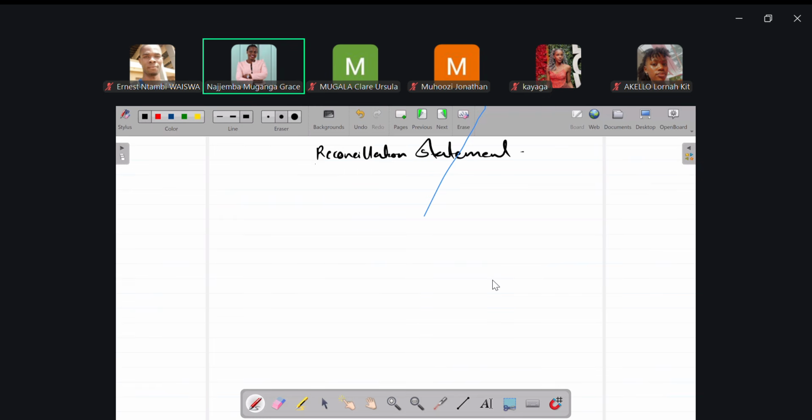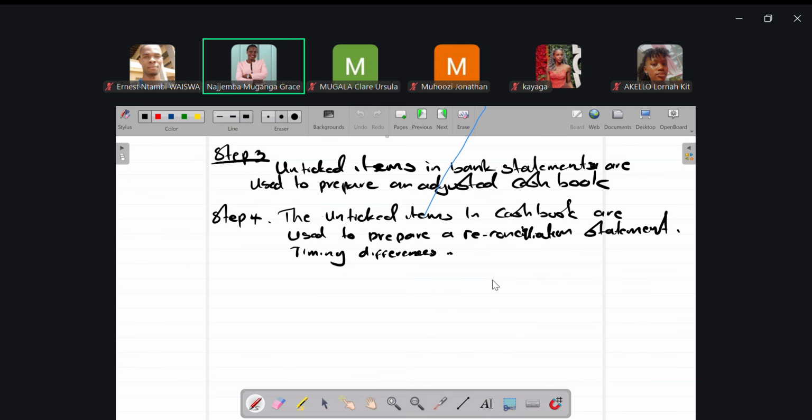statement. It requires that you start with the balance as per adjusted cash book. So you all note that the unticked in the bank statement are used to prepare the adjusted cash book. These are the direct debits and direct credits. This will guide you so much. Direct debits and the direct credits. They remain outstanding transactions, not posted anywhere.